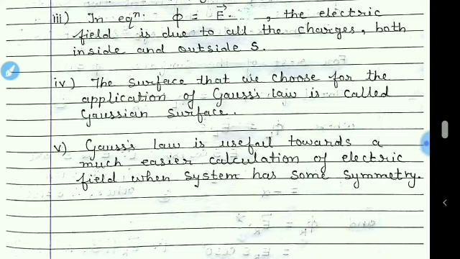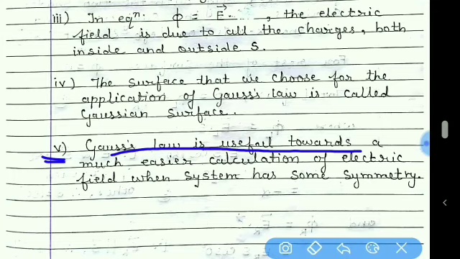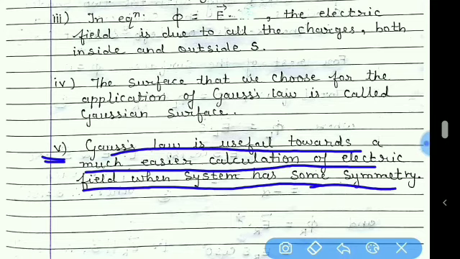Point number 5, Gauss law is useful towards a much easier calculation of electric field when the system has some symmetry. Means if the charge distribution on any surface is uniform, then the Gauss law can be used effectively and easily.